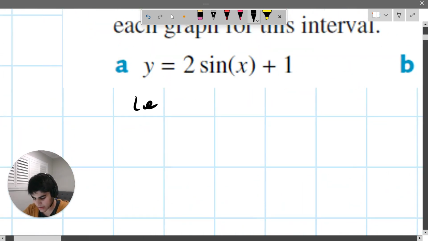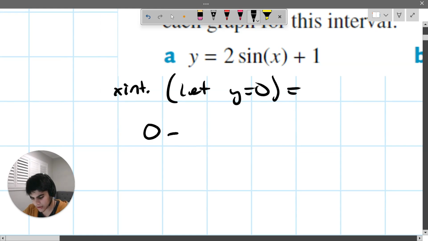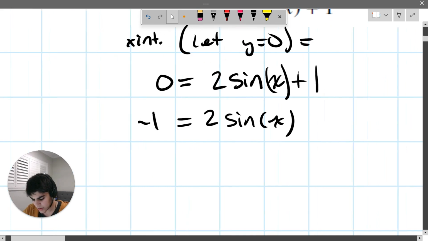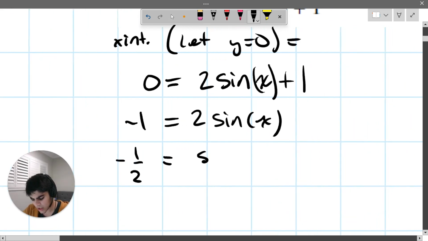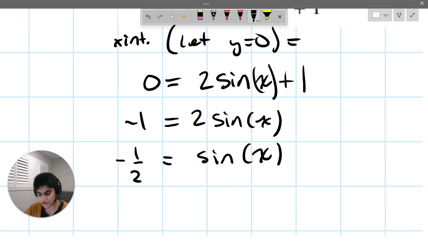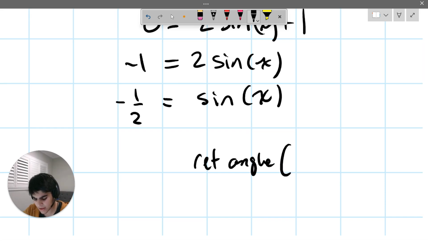So let's let y equals 0. Zero equals 2 sine x plus 1. Negative 1 equals 2 sine x. Negative 1/2 equals sine x. Now if we think about the special triangles, we know that for negative 1/2, the reference angle is pi on 6.